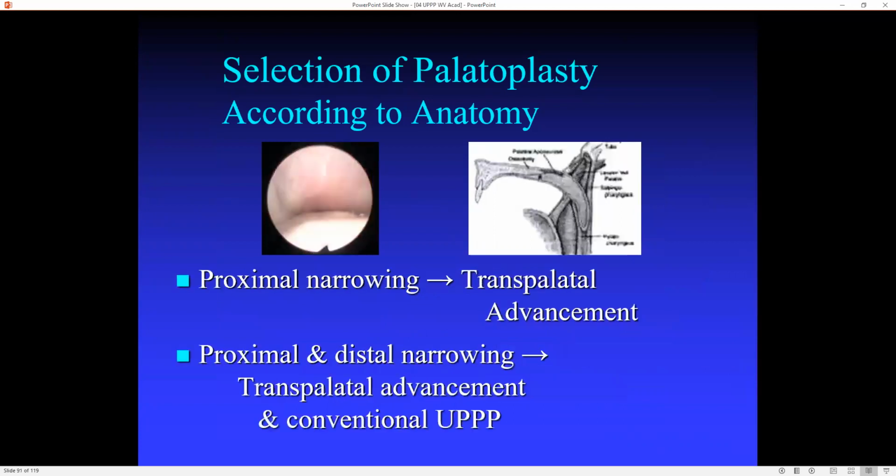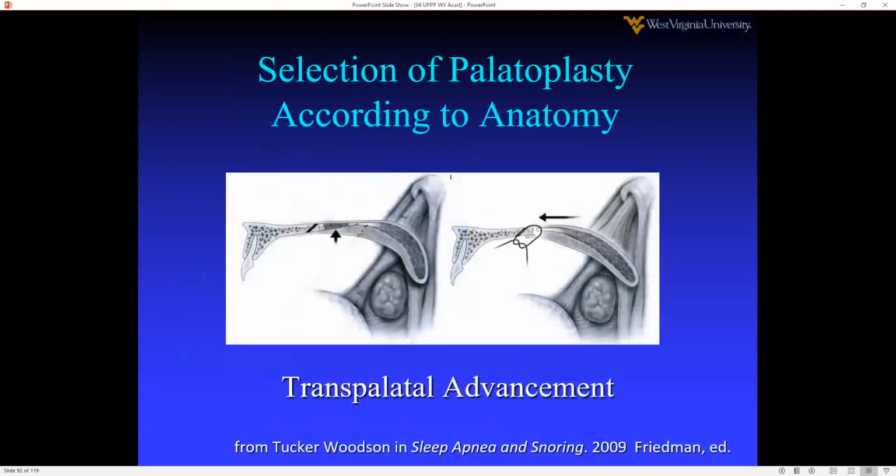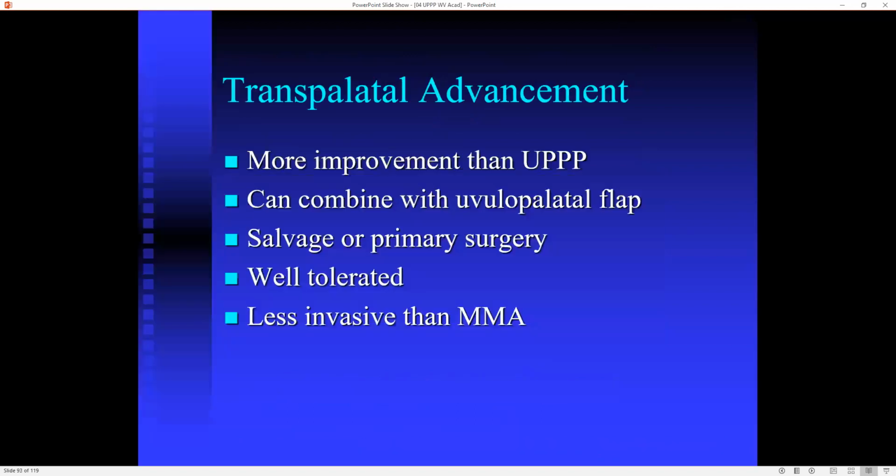And then here we have proximal narrowing. So that means the hard palate posterior aspect is closer to the posterior pharyngeal wall. And that's when transpalatal advancement is considered. And you can also combine it with a UPPP, but I've not been so bold, and I've just done uvulopalatal flaps with it when it seemed warranted. So here again, we resect the posterior aspect of the hard palate and draw the soft palate anteriorly and place it there with permanent sutures.